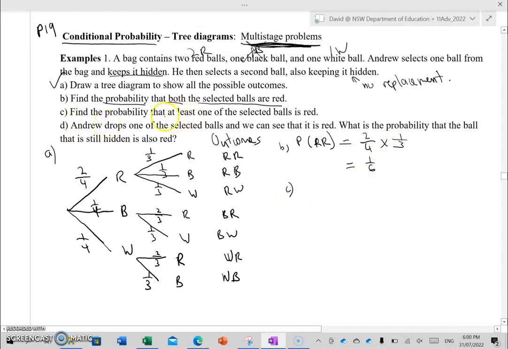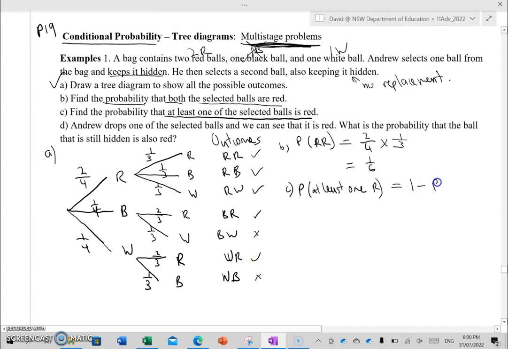Find the probability that at least one of the selected balls is red. So we want at least 1 red, P of at least 1 red. Now you can go through and tick all the ones that have at least 1 red, so 1 red or more. But I think what you'll find is that there are many cases, so it's probably easier to look at the complement.